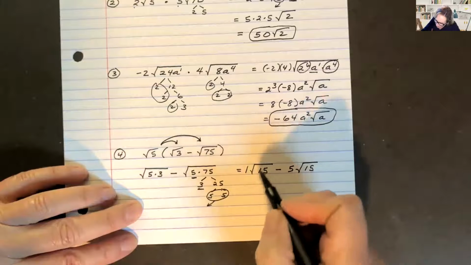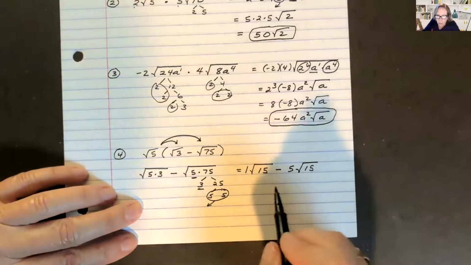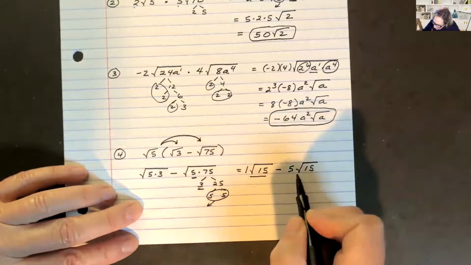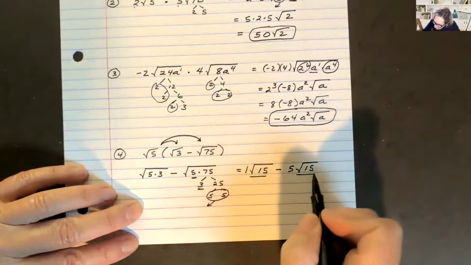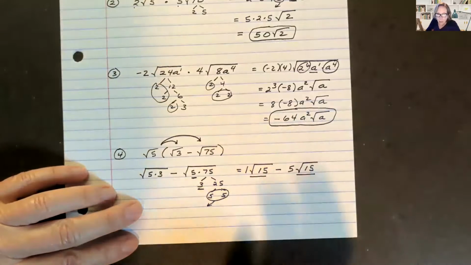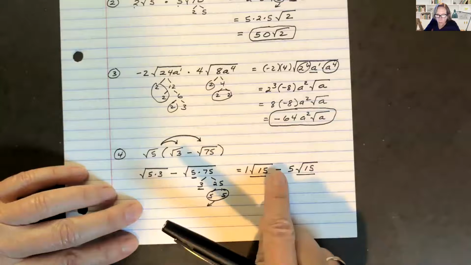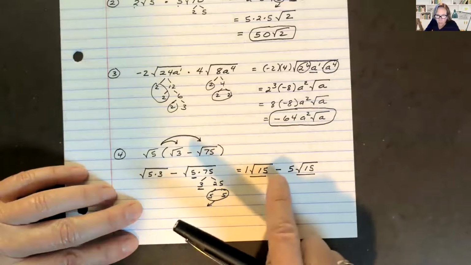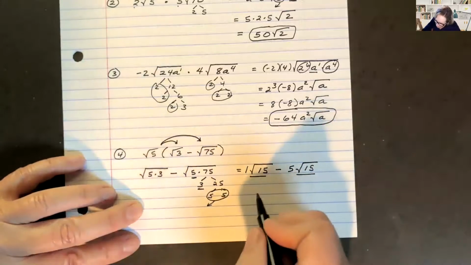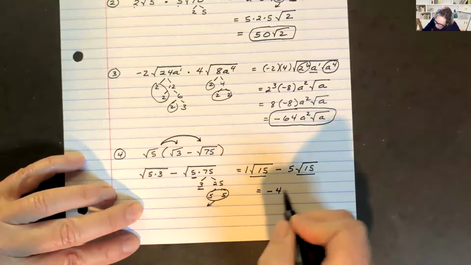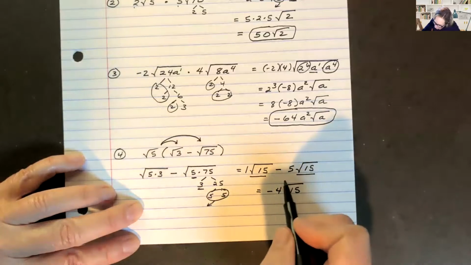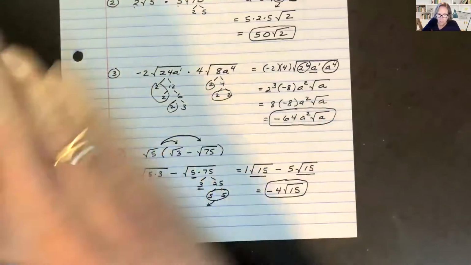So think of this like an x. 1x minus 5x would be negative 4x, right? So when this radicand is the same, that means whatever is under the radical is exactly the same, then I can add them or subtract them. So they're like terms. So 1 times the square root of 15 minus 5 times the square root of 15 is negative 4 times the square root of 15. And that's it.